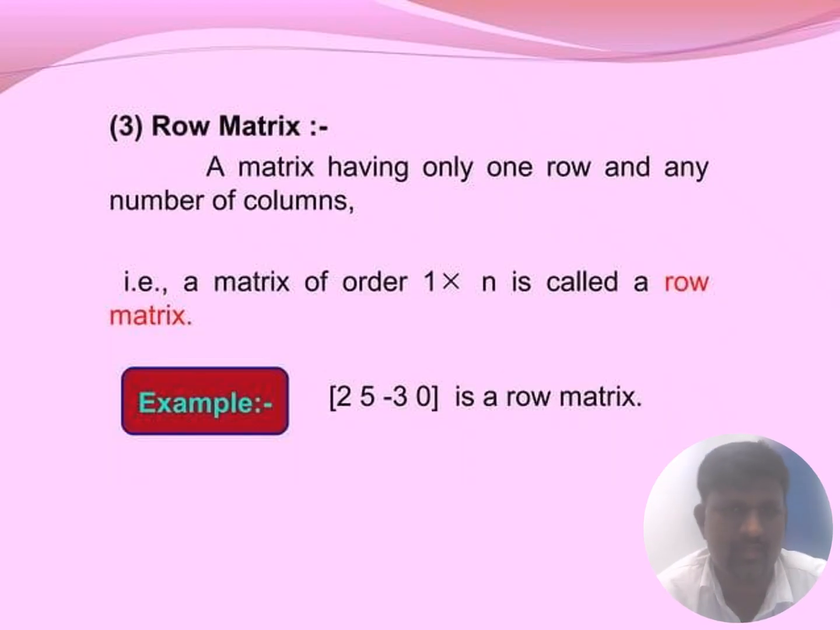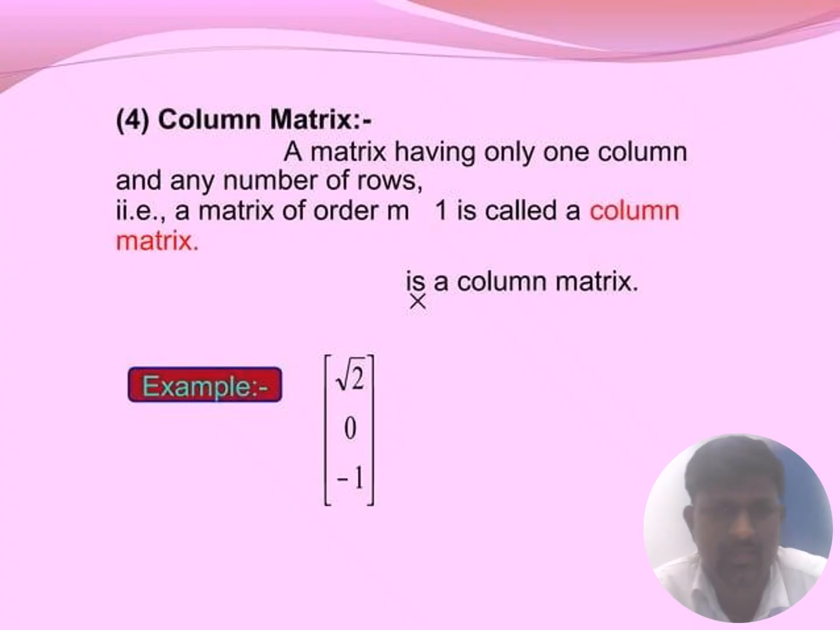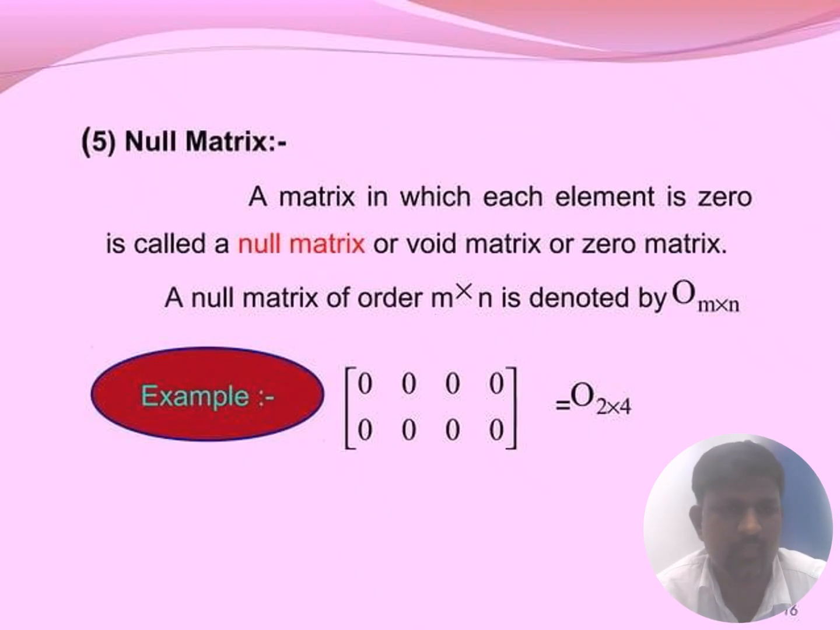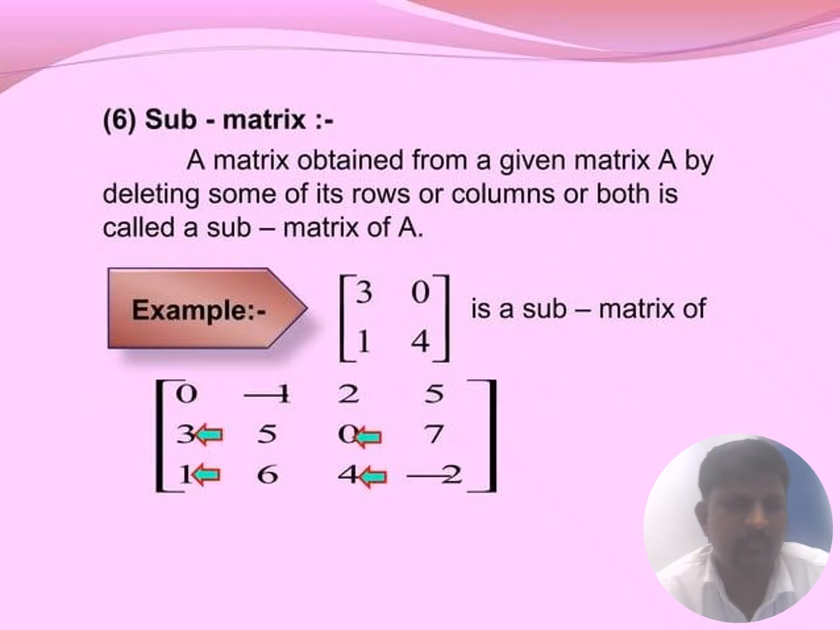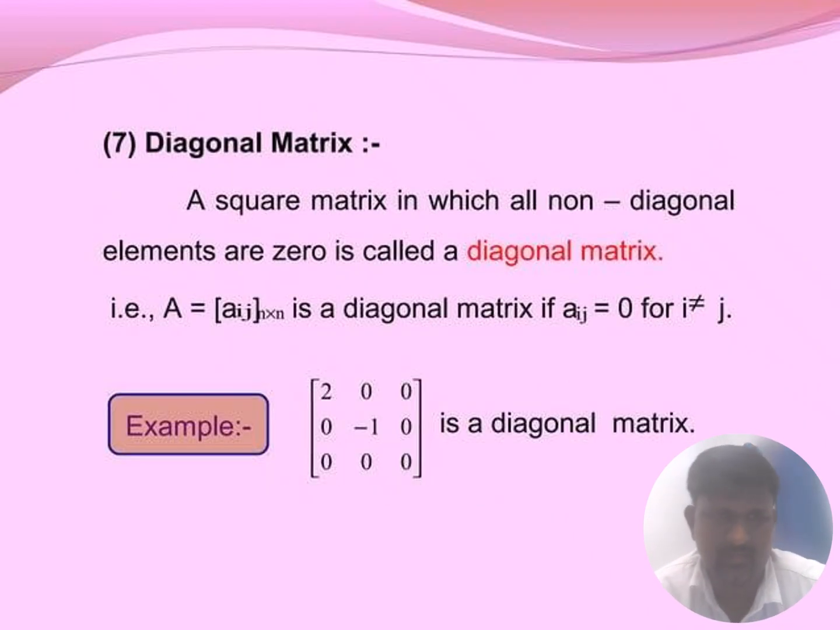Row matrix: a matrix having only one row and any number of columns. A matrix of order 1 cross n is called a row matrix. Column matrix: a matrix having only one column and any number of rows. A matrix of order m cross 1 is called the column matrix. Null matrix: a matrix in which each element is 0 is called the null matrix. Diagonal matrix: a square matrix in which all non-diagonal elements are 0 is called a diagonal matrix.